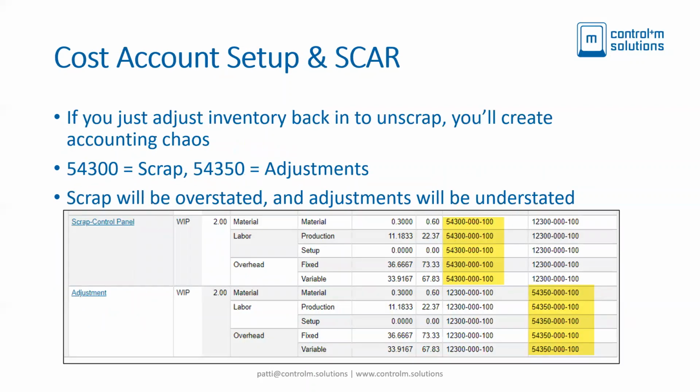To understand why this matters for accounting, let's look at the accounting impact when you do a scrap transaction. So the top transaction on this table is a scrap at control panel, which did a debit to account 54300, which is scrap, and credited inventory. Then when I did my adjustment record, I put the inventory back. So that reversed correctly. But the offsetting expense side went to the inventory adjustments account. So because of this, what happens is our inventory adjustments is high and our scrap value is overstated because it's not offset by that.